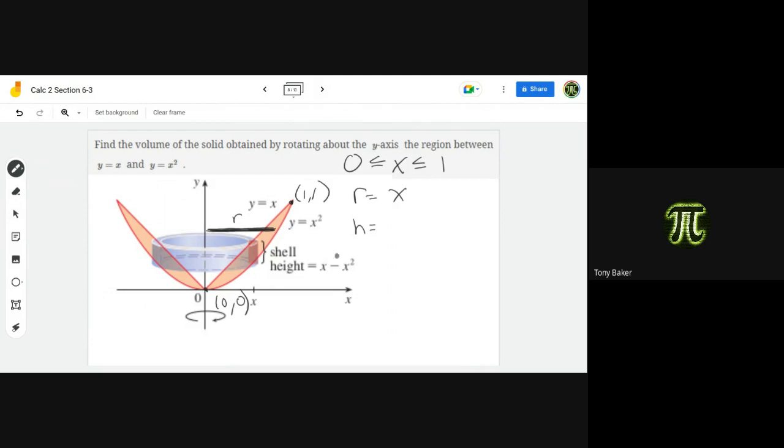Yes, that's my height right there. I'm going to explain to you why. In this case, remember, whenever we're looking at things, it's always going down to the axis. So when we're looking at this, the height is going all the way down to the x-axis. My top function is x, and I'm subtracting off my bottom function, which is x squared. So that's the height of that shell or that cylinder.